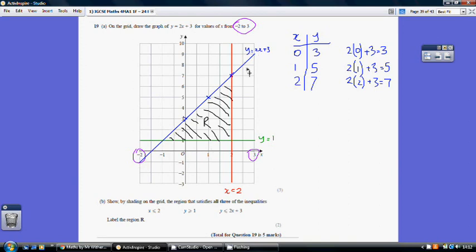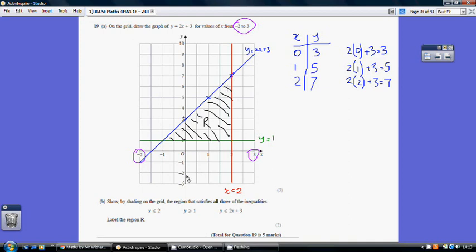So when x is 2, pop 2 into the function. 2 2's are 4, 4 add 3 is 7. So I've got 3 points there that I've plotted. Get out your ruler and draw in a straight line, and make sure the straight line goes all the way from minus 2 all the way up to 3 as required. All the way from minus 2 up to 3. Don't just do it between the points that you've chosen.